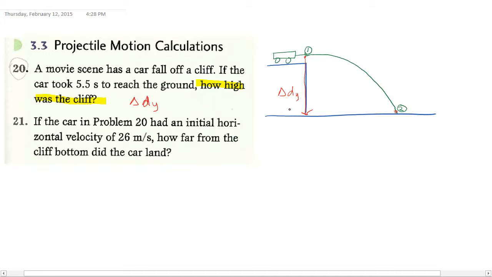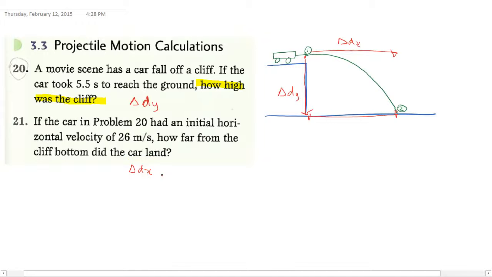Okay, your delta dx, this one over here, this would also be the same as this part here. That would be your delta dx. That's how far away from the cliff that the car landed. So that's actually the question for the second part, is the delta dx.